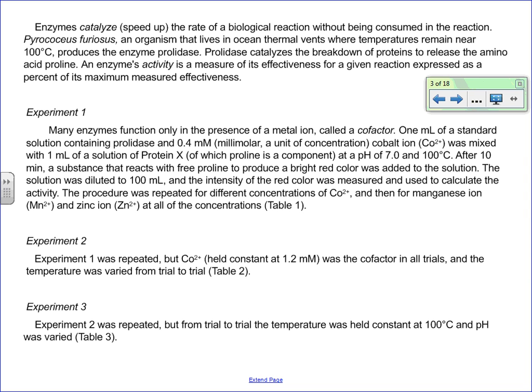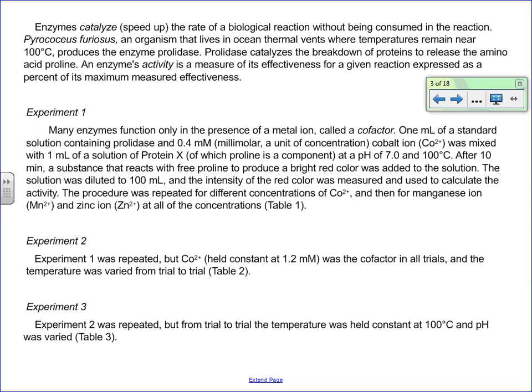Enzymes catalyze, speed up, the rate of biological reaction without being consumed in the reaction. Pyrococcus furiosus, an organism that lives in the ocean thermal vents where the temperature remains near 100 Celsius, produces the enzyme prolidase. Prolidase catalyzes the breakdown of proteins to release the amino acid proline. An enzyme's activity is measured of its effectiveness for a given reaction, expressed as a percent of its maximum measured effectiveness. All right. That was a mouthful.